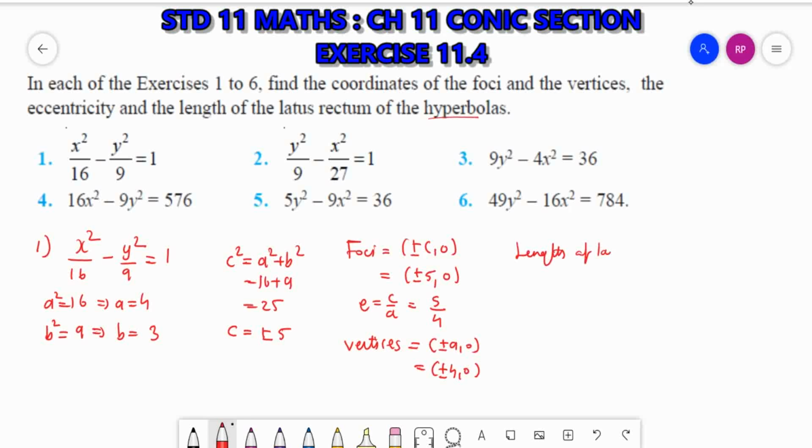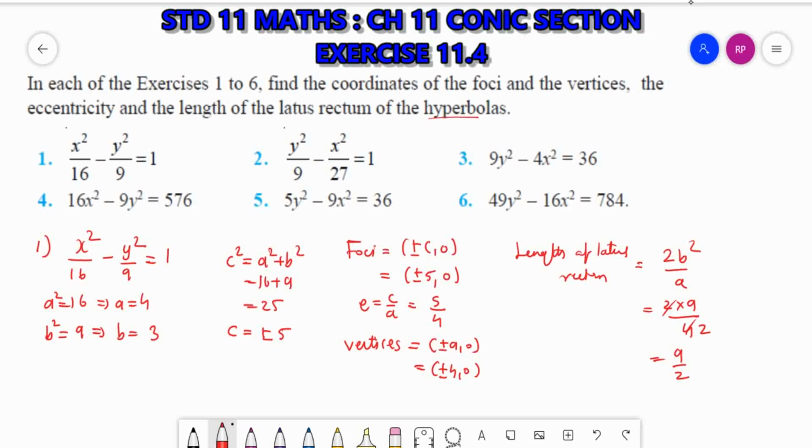Okay, the next, length of latus rectum, that is equal to 2b square by a, so 2 into b square, that is 9, upon a, that is 4, so this is equal to 9 by 2.